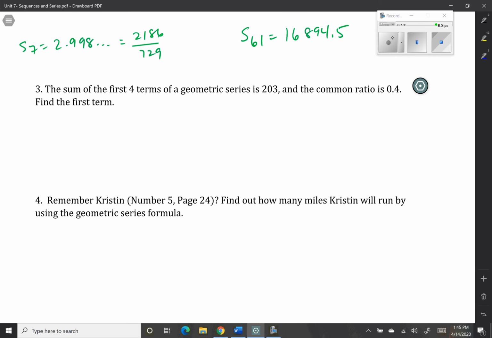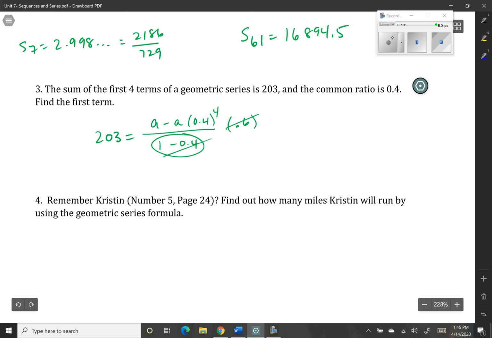Number 3 says the sum of the first 4 terms is 203, so it tells us the sum. It does not tell us the first term. It tells us the common ratio, and tells us there are 4 terms. So if we multiply both sides by 0.6, that's what this value is, that crosses off. So if I do 203 times 0.6, I get 121.8 is equal to a minus 0.4 to the 4th power, so 0.0256a.